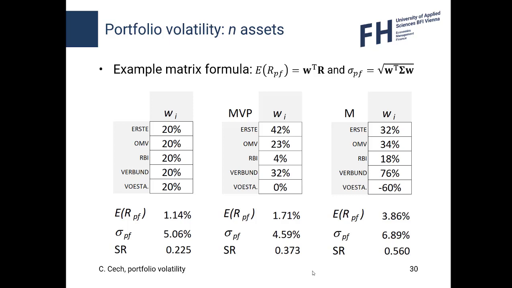The resulting summarizing measures for the minimum variance portfolio are an expected return of 1.71 with a volatility of 4.59. You can see this results in a higher Sharpe ratio than the Sharpe ratio for our equally weighted portfolio.